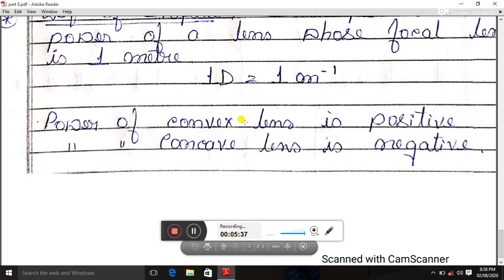The power of a convex lens is positive and the power of a concave lens is negative. So the power of a convex lens will be positive. If we go to a doctor and check our eyes, we will see that the doctor has prescribed our eye power, in some cases plus 2.5 or something, and sometimes minus 2.5. So what is this plus and minus? This tells us whether we will be using a convex lens or a concave lens.